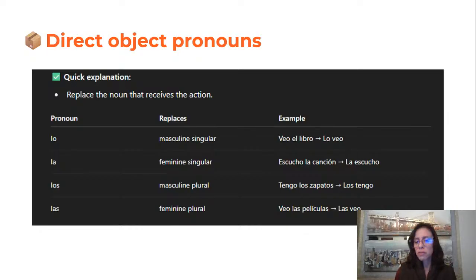In Spanish we can perfectly use the verb "ver." So "veo," I see, I watch the movies. "Las veo," I see, I watch them. This is what these four words mean. The first two mean "it," the two below mean "that."